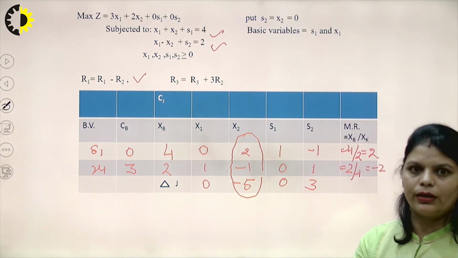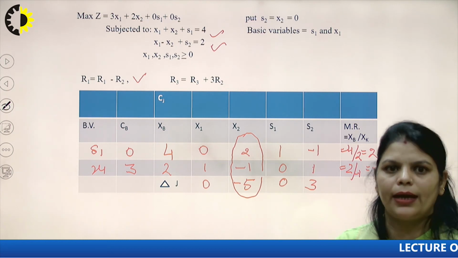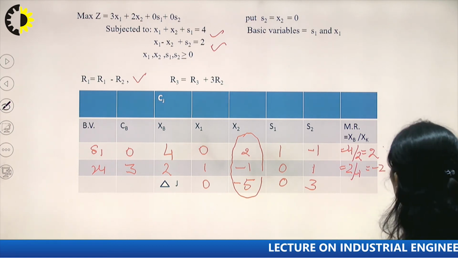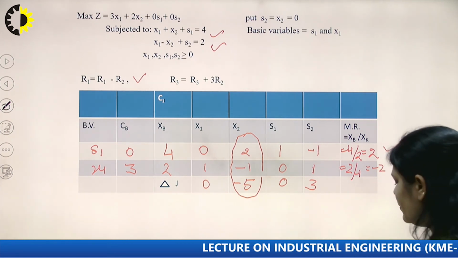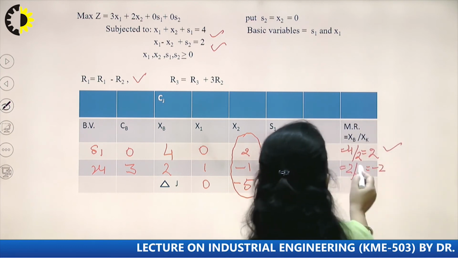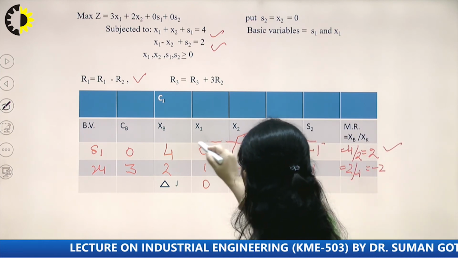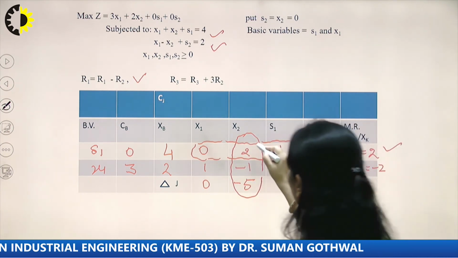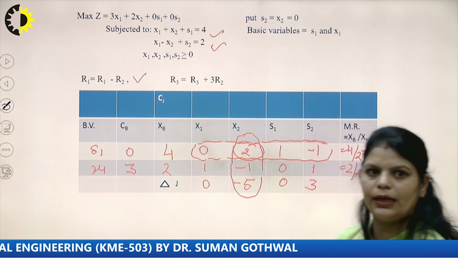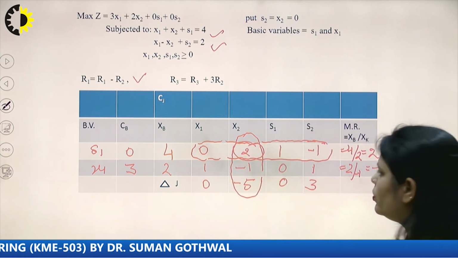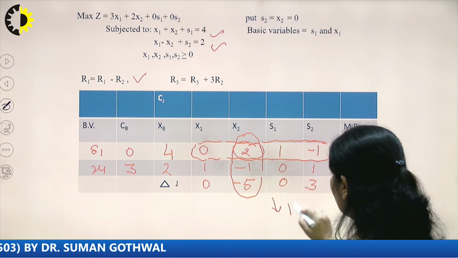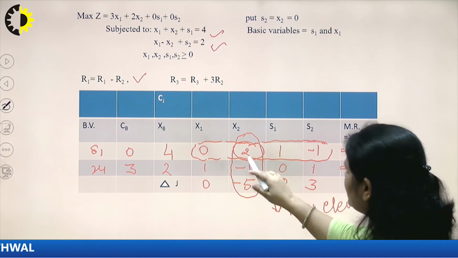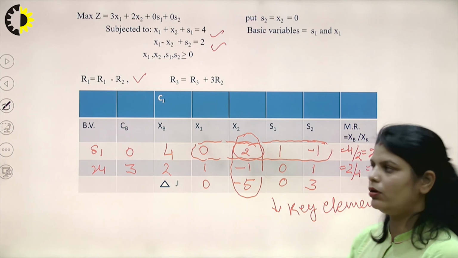So I have told you earlier also that we will avoid the negative term. We have to take the minimum value of the positive term. So we will take this one. So this will become our key row, and this is the intersecting element, means this element will become the key element. Clear? So our objective will be to make the key element equal to 1 and other elements equal to 0 in the key column. Clear?